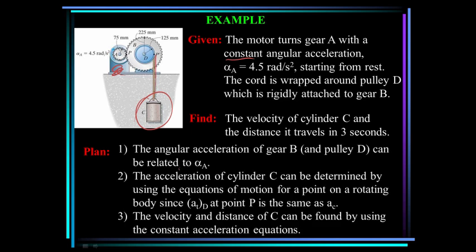So our plan is we need to relate the angular acceleration of gear B and pulley D. We need to relate those to alpha sub A. And the acceleration of cylinder C can be determined by using equations of motion for a point on a rotating body, since the tangential acceleration at point D right here is equal to the acceleration of the cylinder, a sub C. And then we can find the velocity and distance of C by using our constant acceleration equations.